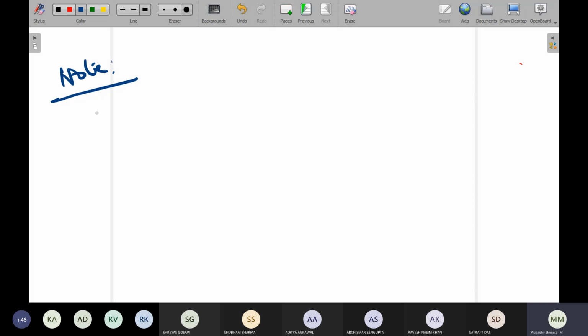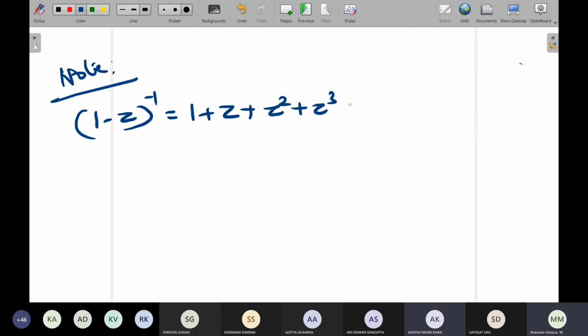Some important results you should know. 1 minus z whole power minus 1. Can anyone tell me what will be the expansion series for this? 1 plus z plus z square plus z cube, and so on. This series is valid only for what region?